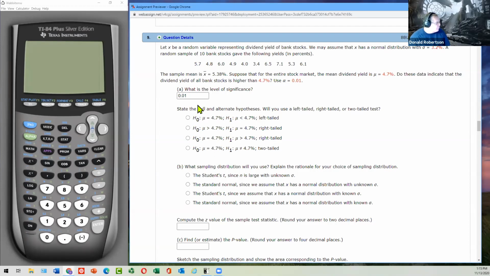Now, there are 4 possible hypothesis tests that we're going to do. In this one, aren't we looking for evidence that it's higher than 4.7? When you look at it, do you see it's the third one that makes that high? Can you see it's bigger than 4.7? Use that one. And by the way, it's called a right tail test because it's all the numbers to the right, all the bigger numbers.